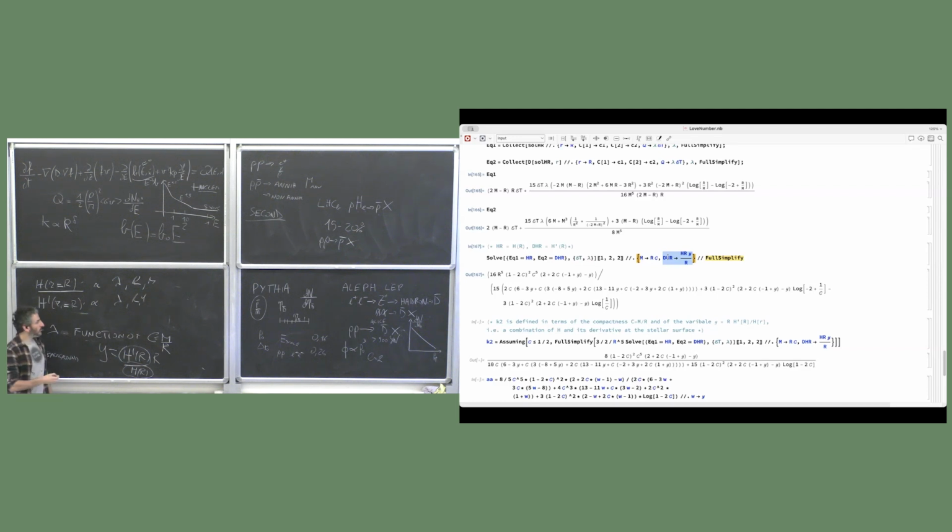So what you have to do is integrate your perturbation from the center of the star, evaluate the value of the perturbation at the radius, evaluate the derivative of the perturbation at the radius, plug in there, and then you get the tidal deformability. Okay? This is it.